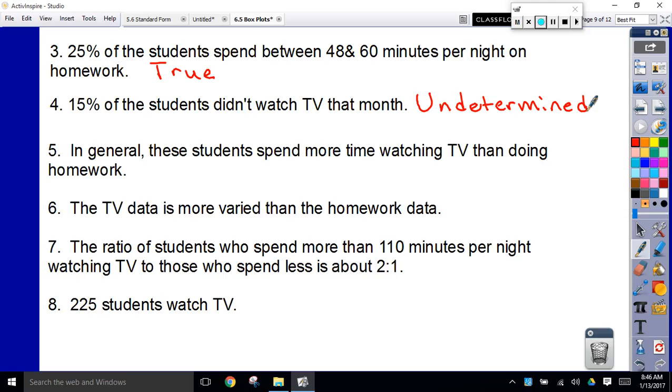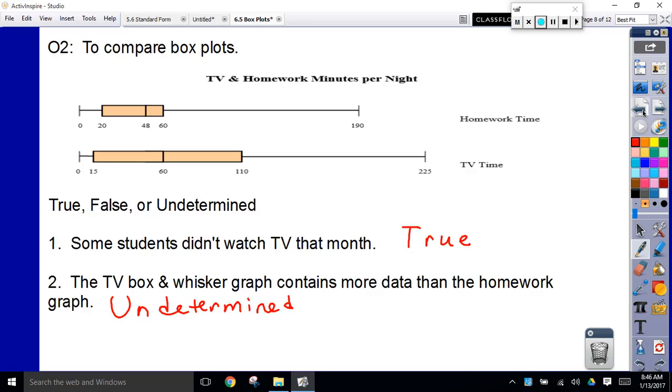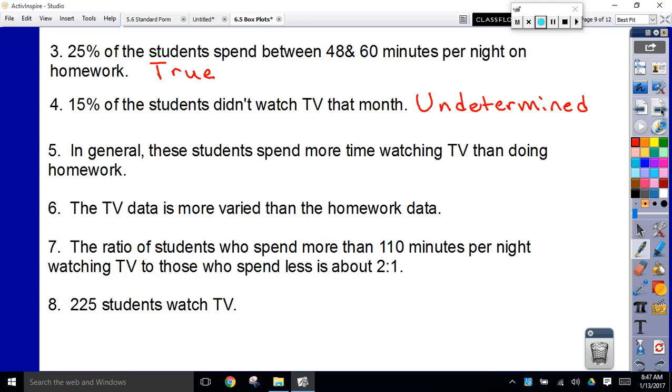In general, these students spend more time watching TV than doing homework. Liz, what do you think? True. I would definitely say true because the maximum is higher for TV time. The median is higher for TV time. So in general, I think it's safe to say that they do spend more time watching TV.